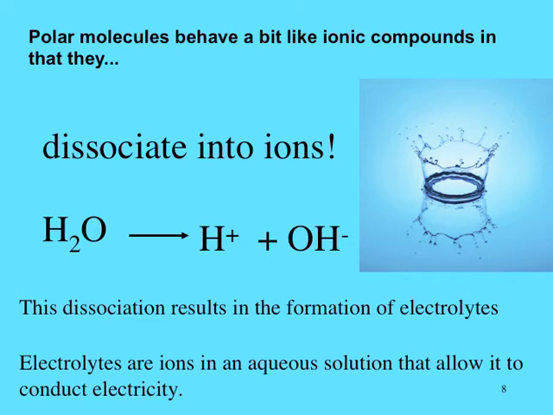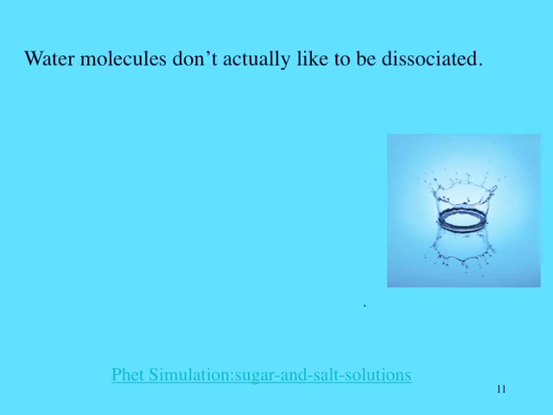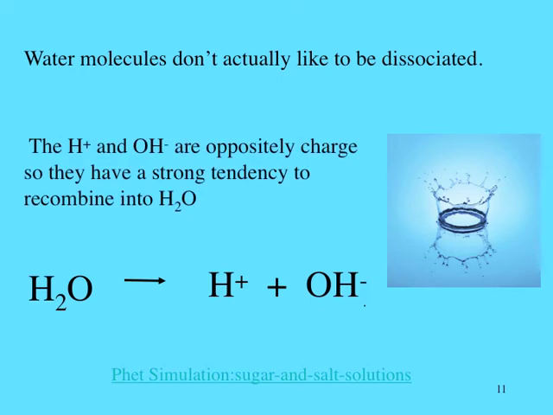So electrolytes are ions in an aqueous solution that allow it to conduct electricity, and we'll be doing a little bit more with those later. However, water molecules, unlike some others, really don't like to be dissociated. They don't really want to be apart. So if you look at the equation again, you have H2O yields H plus and OH minus, but because the H plus and the OH minus are opposite charges, they're attracted to one another, and so they have a pretty strong tendency to actually go back together again to form water.